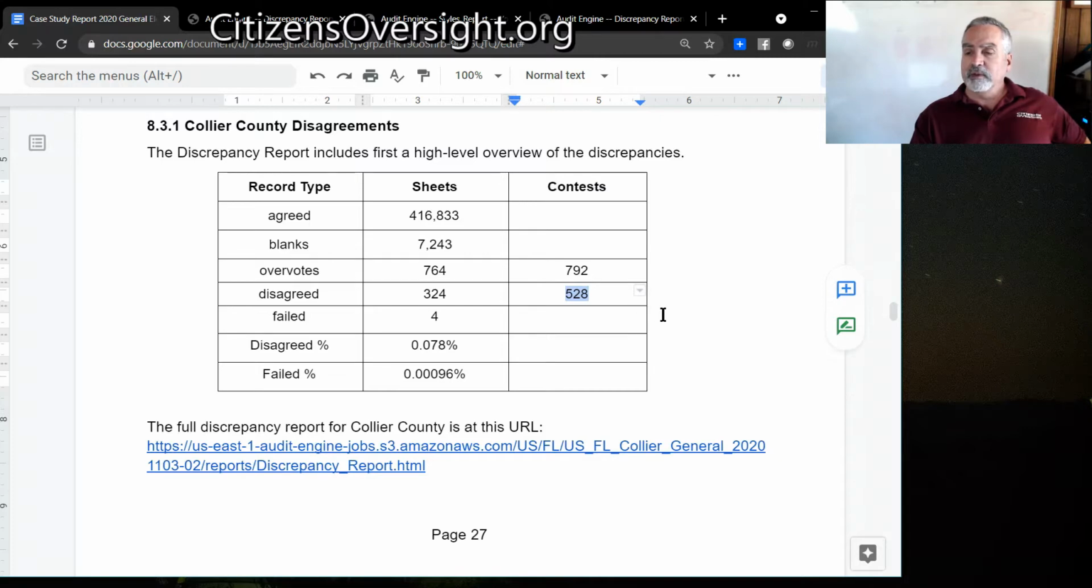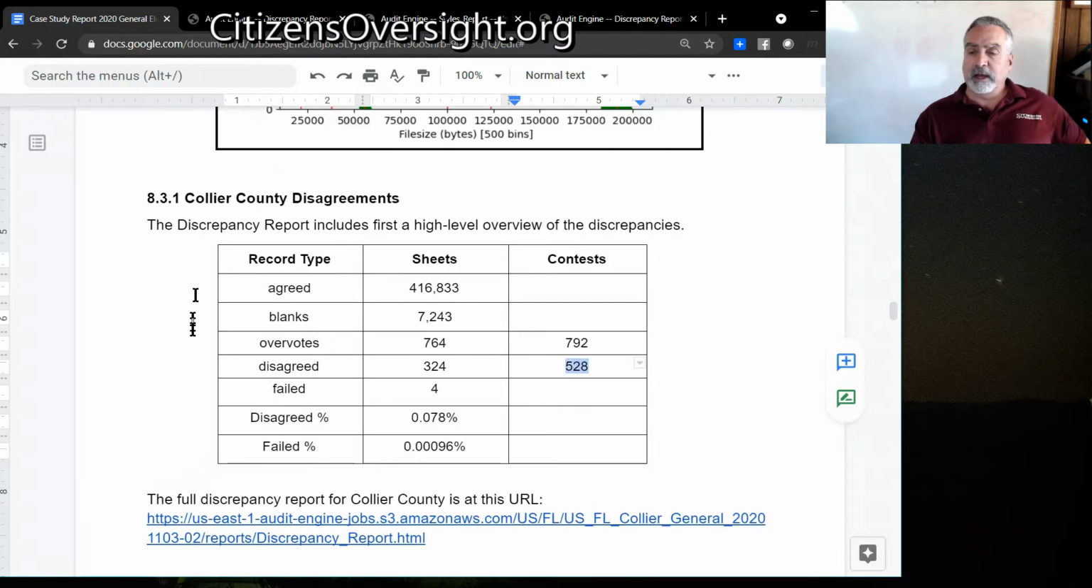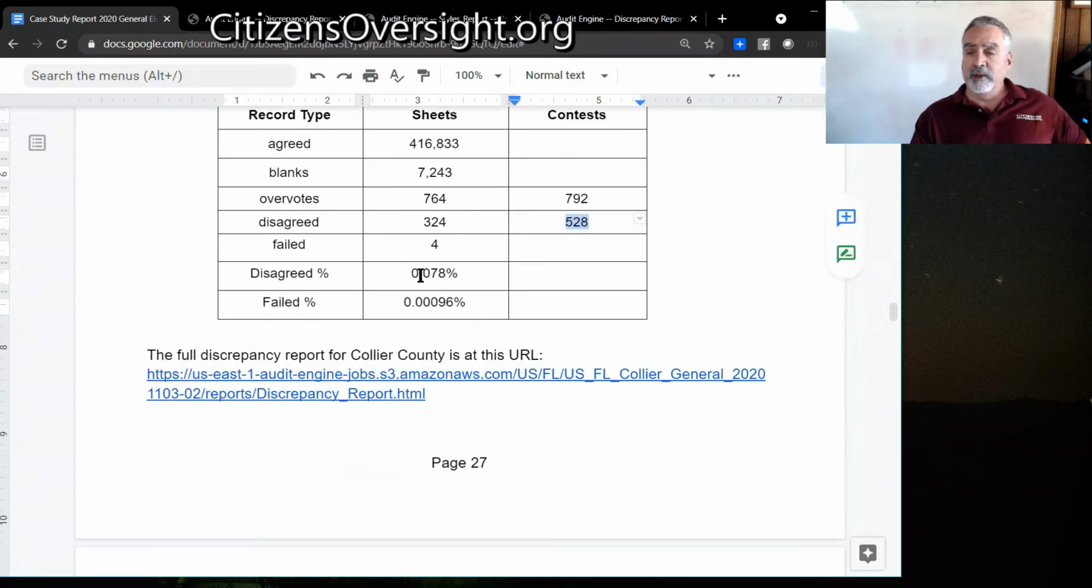This is the high-level discrepancy report. Notice that we have 0.078%. That's less than 0.1%. So it's less than 1 out of 1,000 sheets that had at least 1 disagreement on them. And again, of those disagreements, we tend to be right more than the voting system.